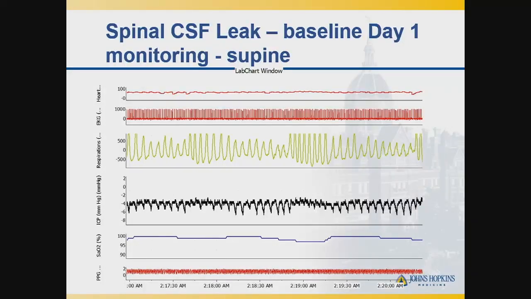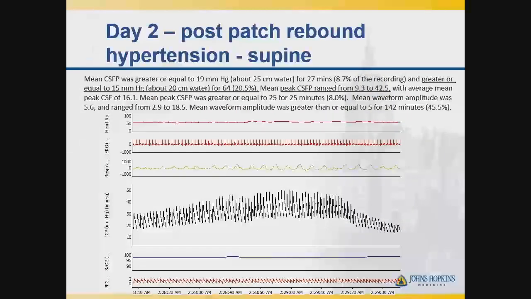Another patient, again a challenging patient, had been through multiple procedures. This was pressures, even while supine, they were negative. She had a significant leak. And day 2, after the patch, she had rebound hypertension with pressures going to 30 to 40 millimeters of mercury. So dramatic, immediate increase in ICP.